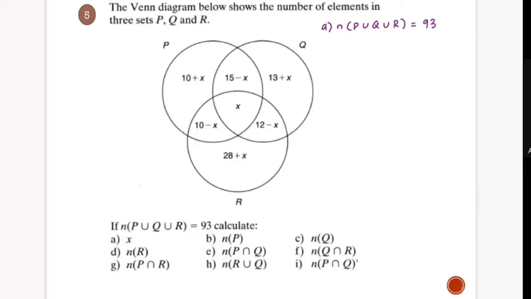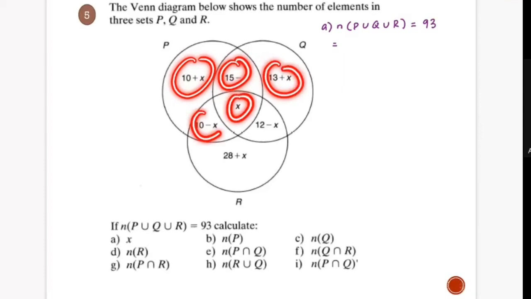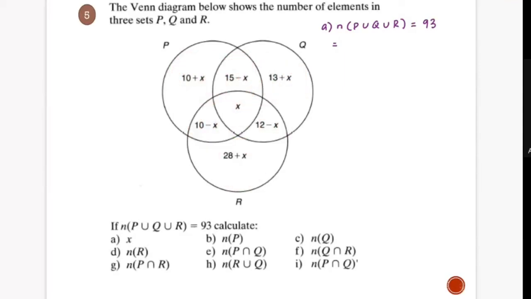And this is also the value of the summation of all these values, from each region in this Venn diagram. So 93 is equal to 10 plus X plus 15 minus X plus 13 plus X plus X plus 10 minus X plus 12 minus X plus 28 plus X.